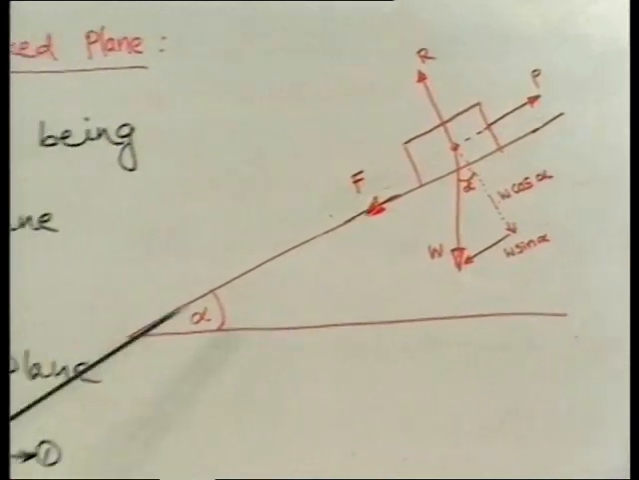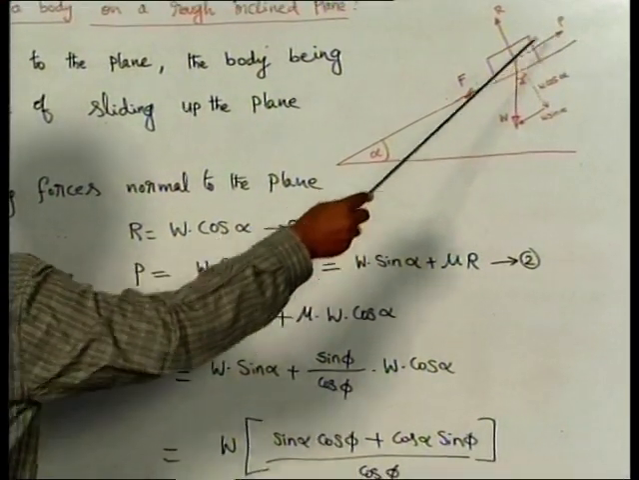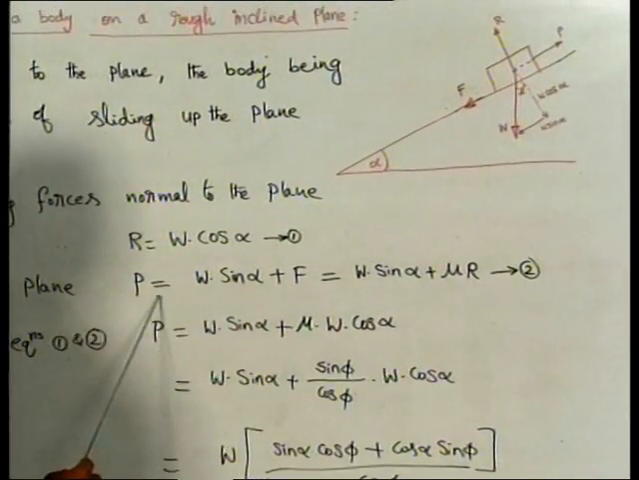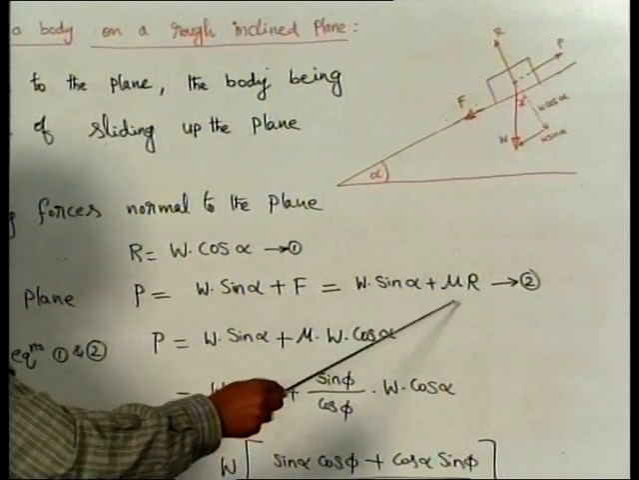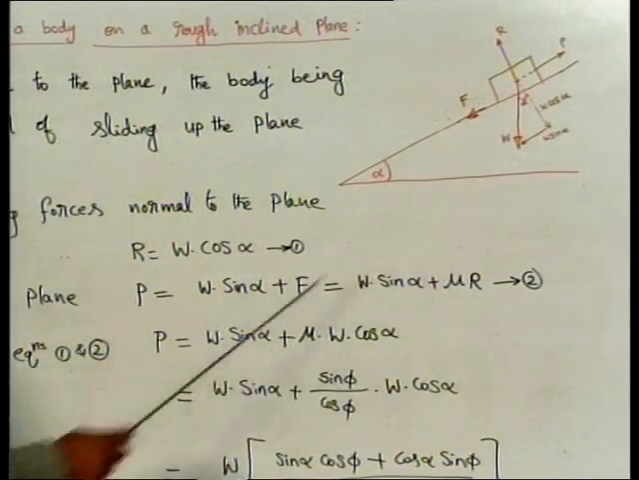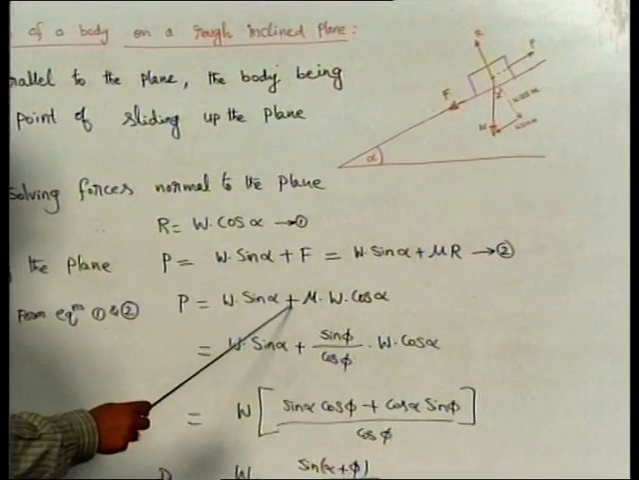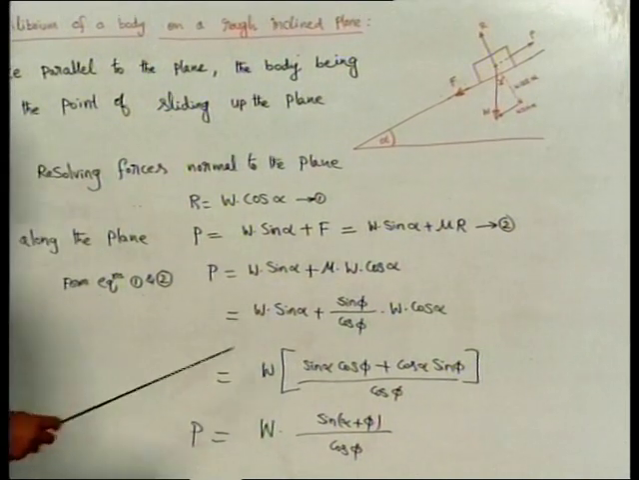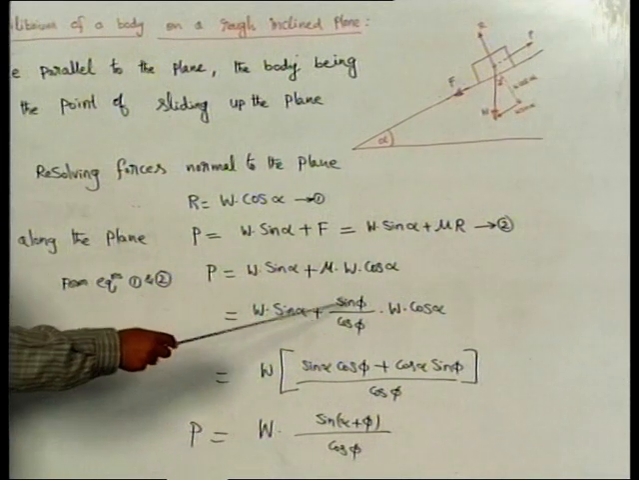Resolving all the forces along the plane, we have P in the rightward direction, and in the leftward direction we have F as well as W sin alpha. Therefore, P is equal to W sin alpha plus F. Instead of F, I can write mu R, that is equation number 2. From 1 and 2, I can write P is equal to W sin alpha plus mu into, instead of R, W cos alpha. We also know that mu is equal to tan phi. Tan phi means sin phi by cos phi.